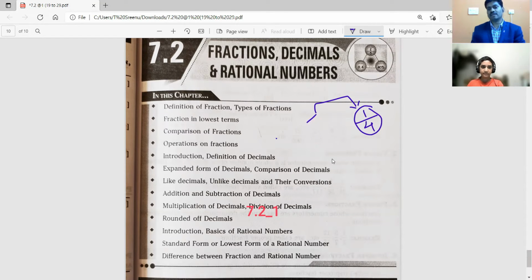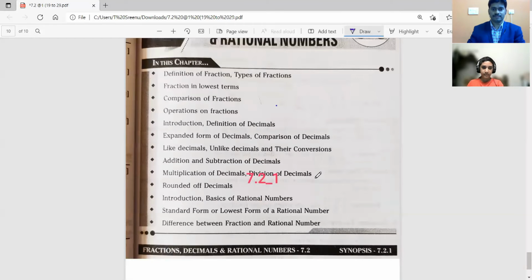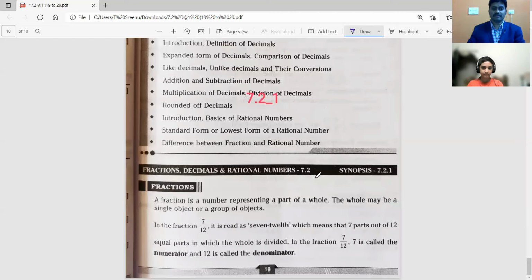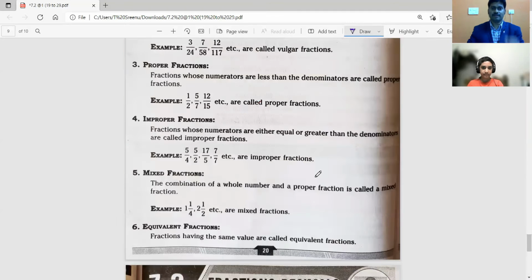There are a number of fractions like proper, improper, like, unlike, unit, mixed, equivalent. Many are there. We'll see the types of fractions. So the definitions, numerator, denominator, all that you know.